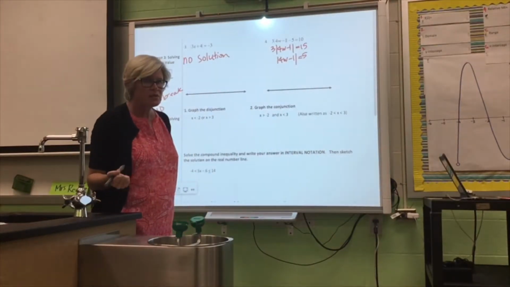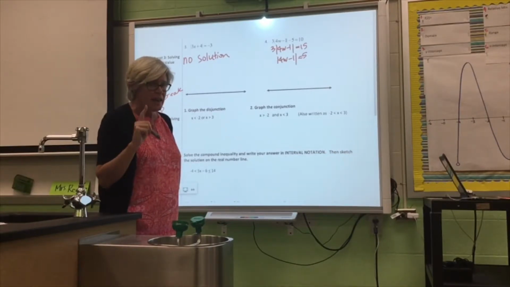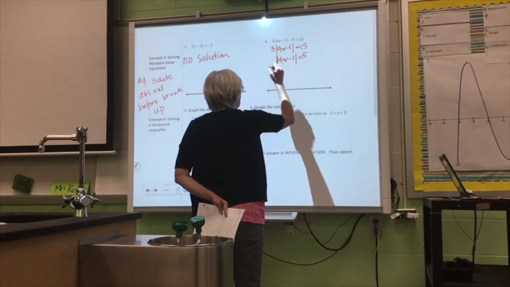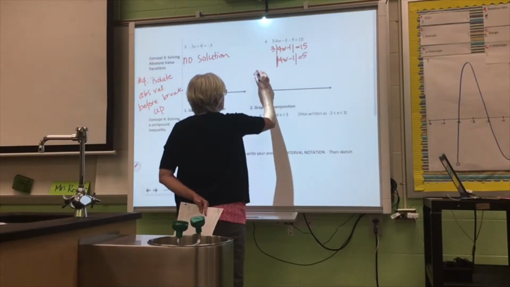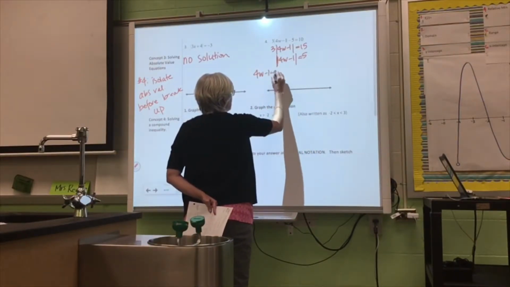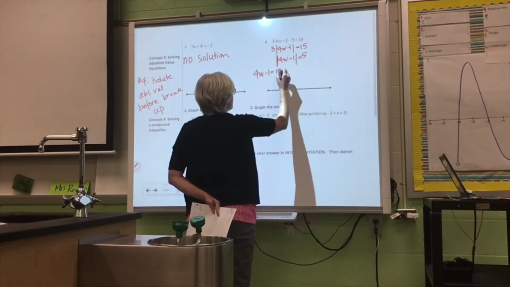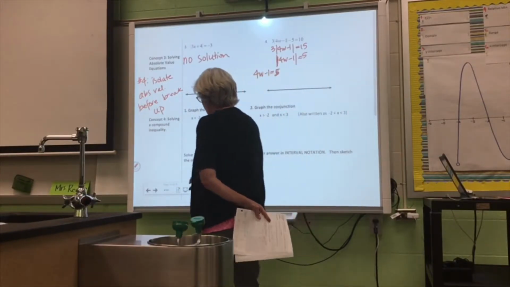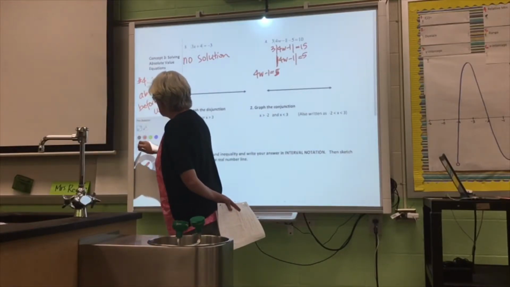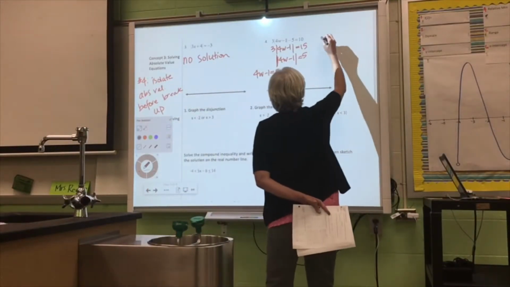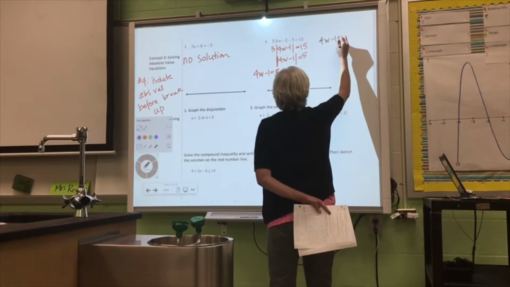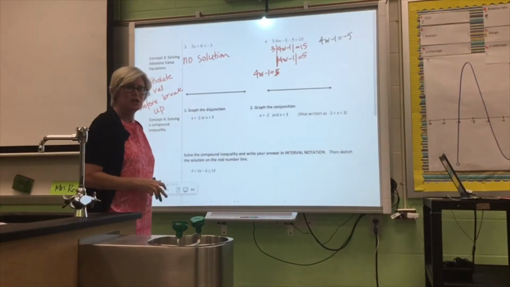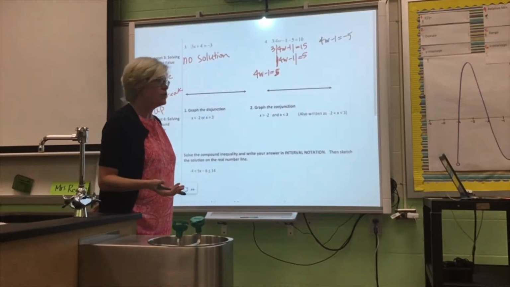Now that my absolute value is by itself, I'm ready to break it up, okay? So this is my absolute value. So now I can say 4w minus 1 equals positive 5. And I can try 4w minus 1 is equal to negative 5. Don't use the 10 and the negative 10. You have to isolate it first.